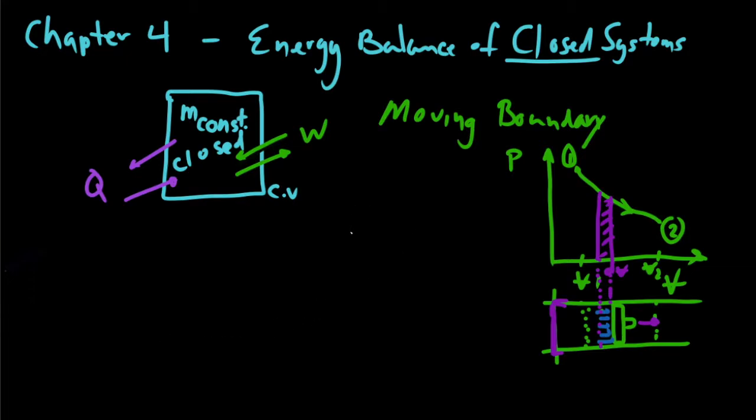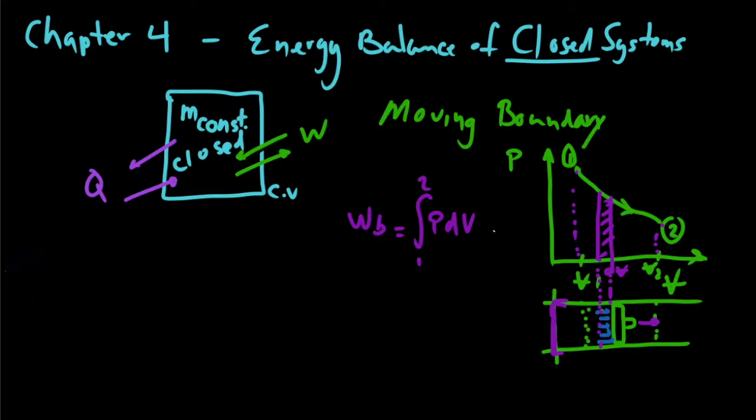the work associated, the pressure across a distance will give you work, and so the boundary work is equal to the integral from 1 to 2 of P dV, pressure times volume. Remember, the area under the curve of a pressure versus volume curve gives you work. So this total area from 1 to 2 would be the total boundary work.